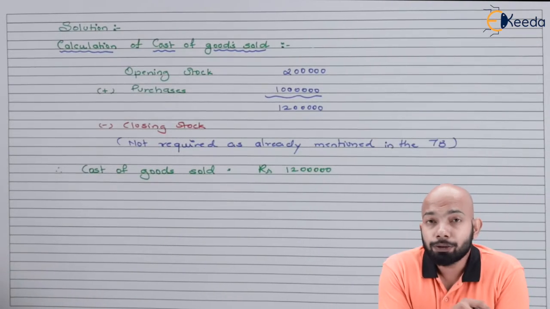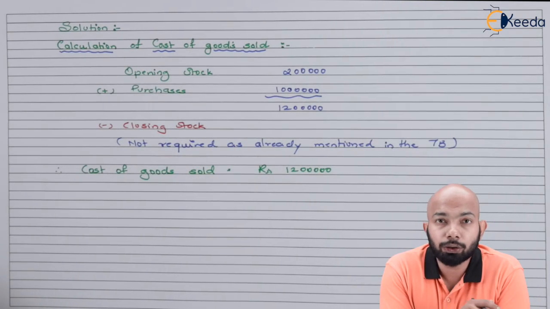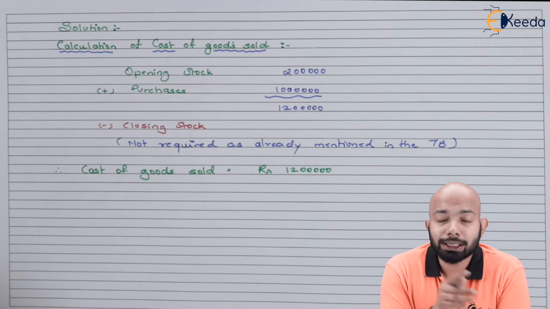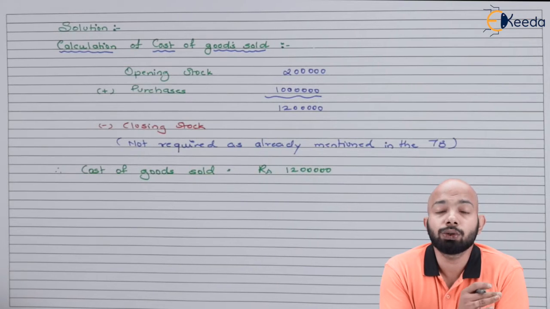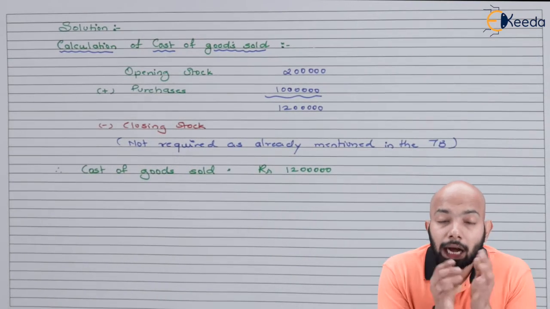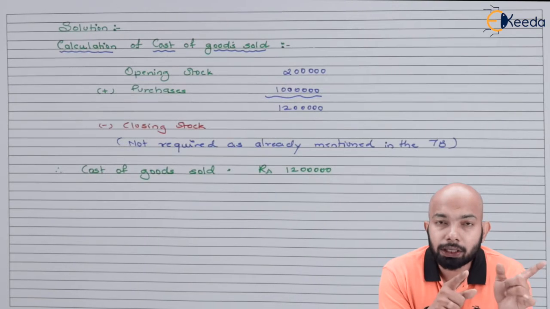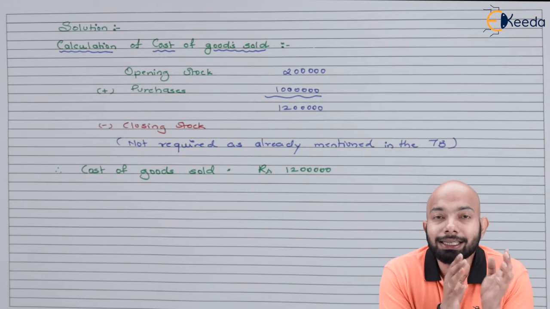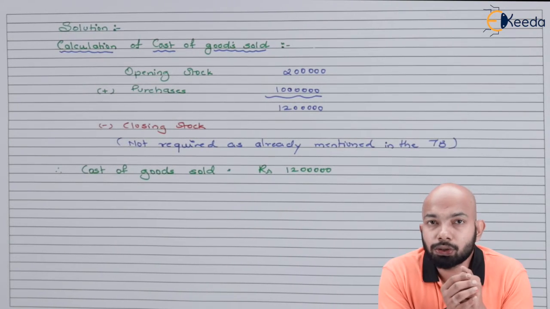Now, when it comes to the phase 1 problem, the first thing that we have done here is that we have calculated the cost of goods sold. The ideal formula for calculating the cost of goods sold is opening stock add purchases add direct expenses less closing stock. The basic concept is that to opening stock we add the purchases and the direct expenses, and closing stock has to be subtracted, which will give you the cost of goods sold.